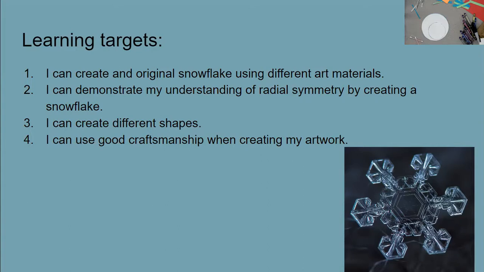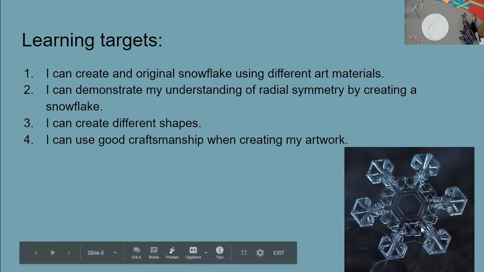The next learning target, I can demonstrate my understanding of radial symmetry by creating a snowflake. So, just like what we just talked about, if you look down here, this snowflake is a great example of radial symmetry, meaning that all the objects are radiating from this center point. All the design elements, shapes, lines, colors, so forth.